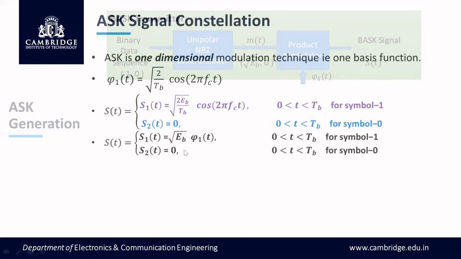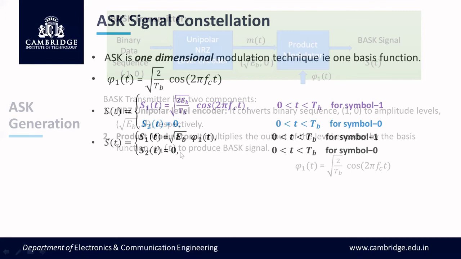Root TB and 0, these two values are very important, and the description is given here for your convenience. At the receiver we expect root TB when S1 of t is transmitted, and we expect 0 when S2 of t is transmitted. So the expected value of the transmitted output of the product modulator is root TB for binary symbol 1 and 0 for symbol 0, defined as S1 and S2. Keep these two points in mind whatever is shown in the block diagram.